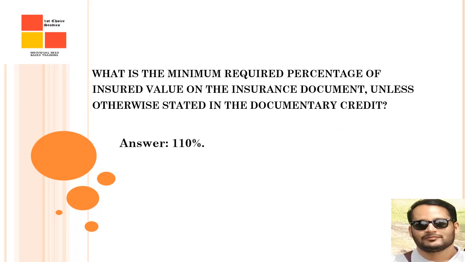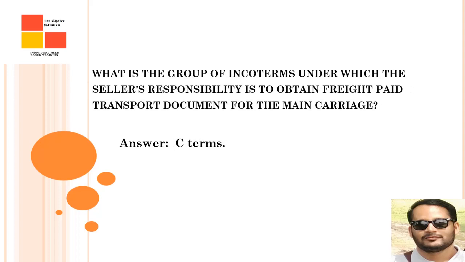What is the minimum required percentage of insured value on the insurance document, unless otherwise stated in the documentary credit? Answer: 110%. What is the group of Incoterms under which the seller's responsibility is to obtain freight paid transport document for the main carriage? Answer: C terms.